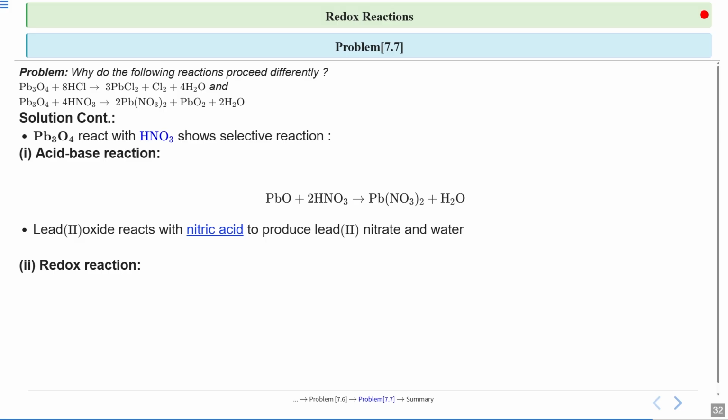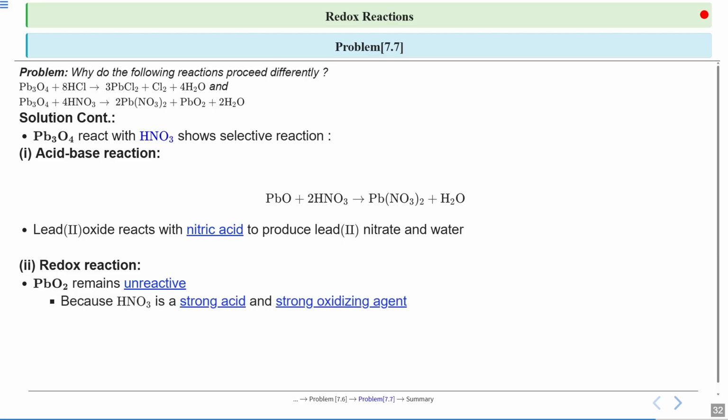While if we consider the redox reaction in which PbO2 will react, the reaction of PbO2 plus HNO3 will not take place. The PbO2 will remain unreactive. Why is this happening? Because, as I mentioned in the previous reaction also, HNO3 is itself a strong oxidizing agent. That means it is a strong acid.